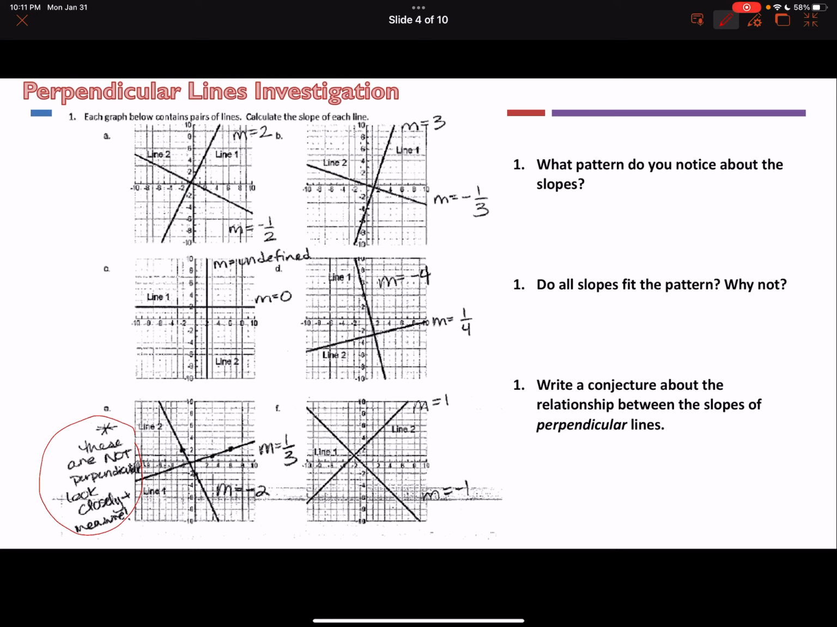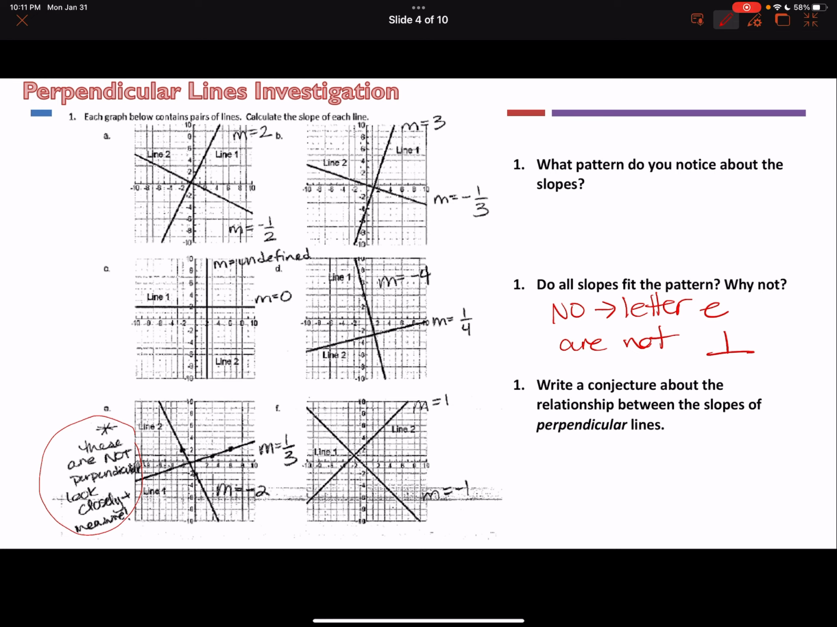So first of all, let me answer this question here. Do all slopes fit the pattern? No. Letter E are not perpendicular. Remember that upside down T means perpendicular.